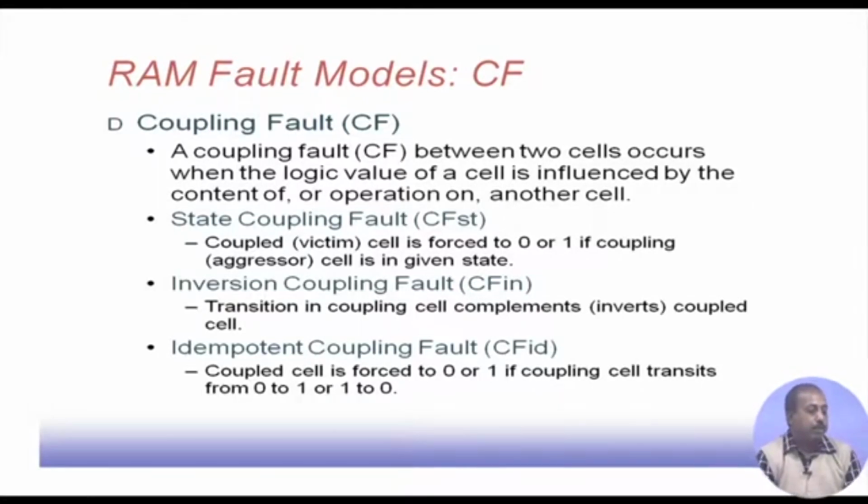And we have the idempotent coupling fault. A coupled cell is forced to 0 or 1 by the coupling cell if the coupling cell transitions from 0 to 1 or 1 to 0. So, the coupled cell goes to 0 if the coupling cell changes from 0 to 1, and similarly it goes to 1 if the coupling cell changes from 1 to 0. If this happens, we call it an idempotent coupling fault, or CFID. These are the different types of coupling faults that have been observed in RAM cells.